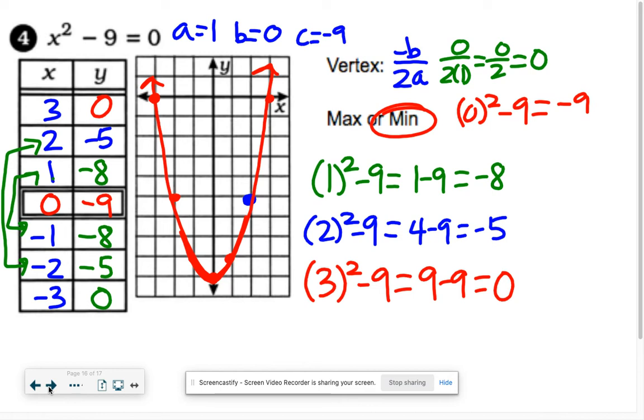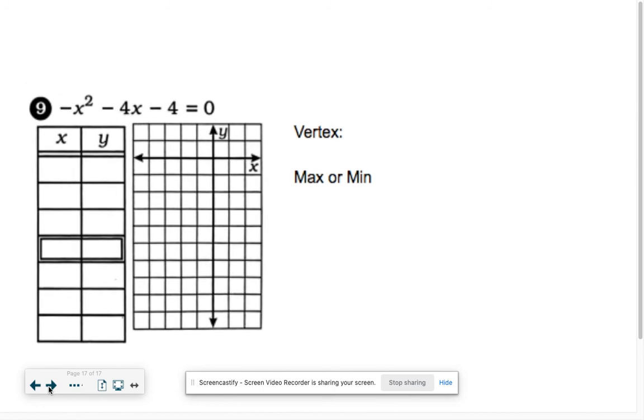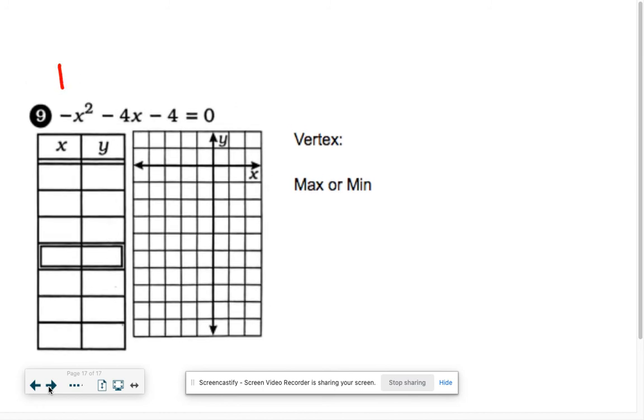Okay, let's do one more. I think it's the very last one, number 9. Okay, here we go. So let's identify our A, B, and C. A is -1, B equals -4, C equals -4.